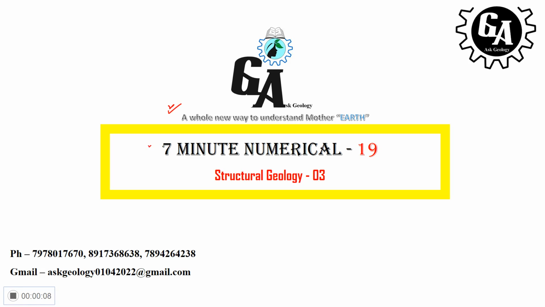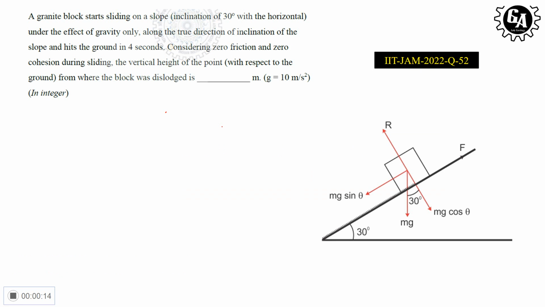In today's 7-minute numerical, we are going to discuss one structural geology question asked in IIT-JAM 2022, question number 52. The question is: a granite block starts sliding on a slope with an inclination of 30 degrees with the horizontal, under the effect of gravity only.